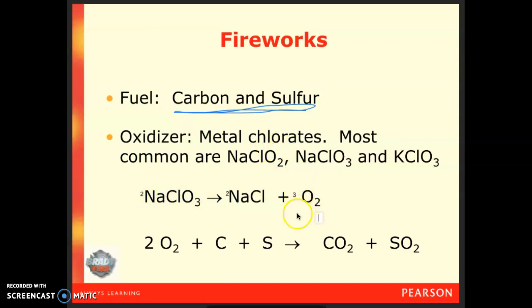And that oxygen gas can then react with the carbon and the sulfur in the fuel to make carbon dioxide and sulfur dioxide. Again, that sulfur dioxide is what is responsible for that odor that we associate with fireworks, especially large quantities of fireworks.